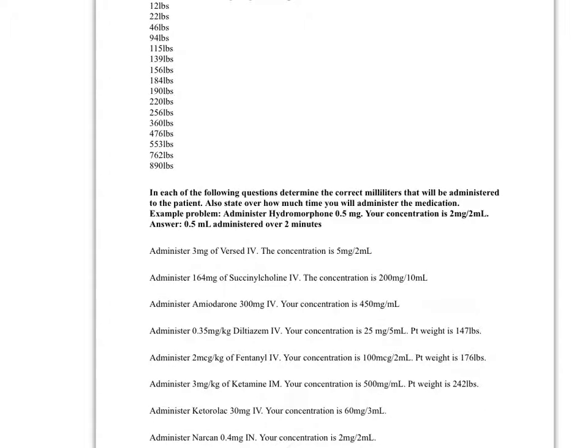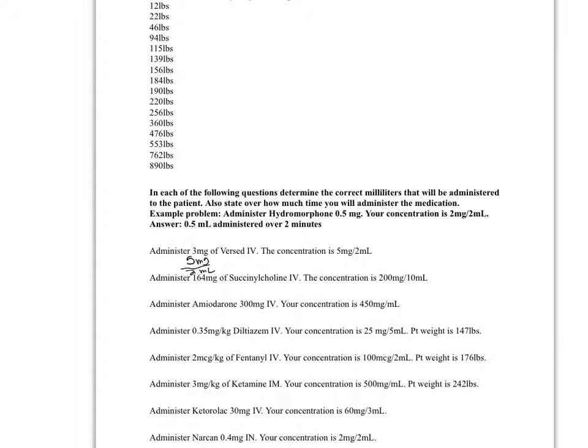The first one: administer 3 milligrams of Versed IV. Your concentration is 5 milligrams in 2 mLs. So we need to get the appropriate amount of medication from the 2 mLs to administer 3 milligrams. So this is a simple cross multiply and divide. I'm going to start with what I have. I have 5 milligrams in 2 mLs.